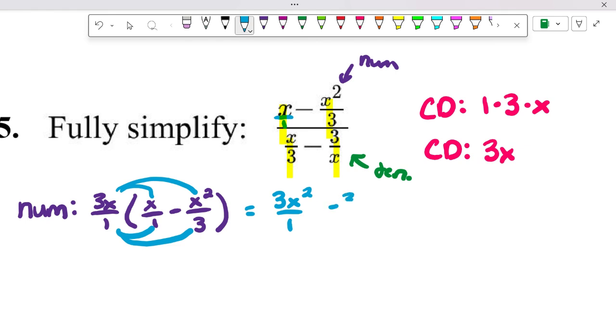Negative 3x to the what? Cubed. Remember, you just add the exponents, so 1 plus 2. And then 1 times 3 is just 3. Now we can simplify these fractions.